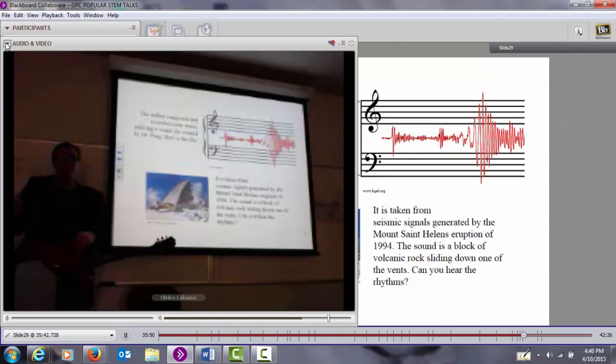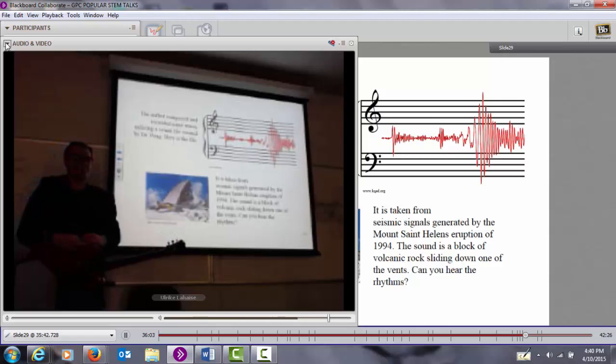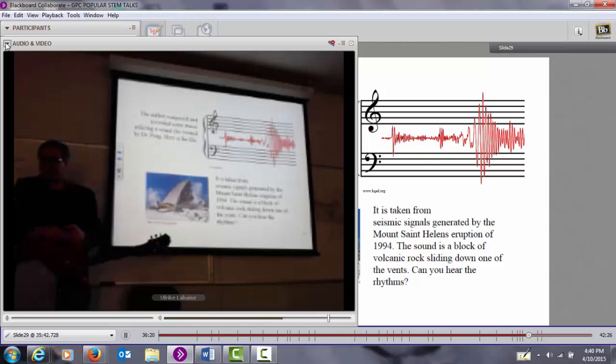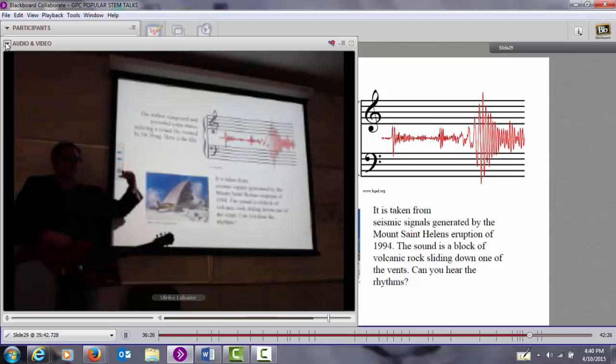Okay. Well, I took one of the files. It was a file that he got much later after the fact from Mount St. Helens. It was a block of a rock called basalt, which is an intermediate rock, guys who are in my geology lab. And it was sliding down a vent in Mount St. Helens, and this is the sound of it. I took it and looped it and put some music to it. It's sliding down. It didn't get sped up.